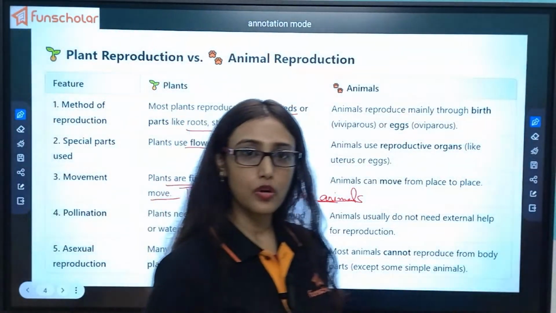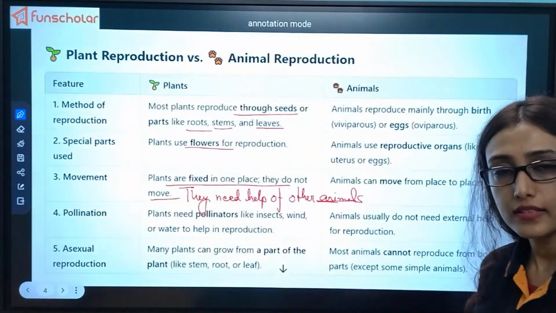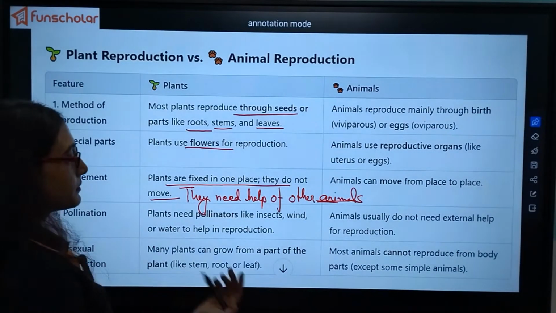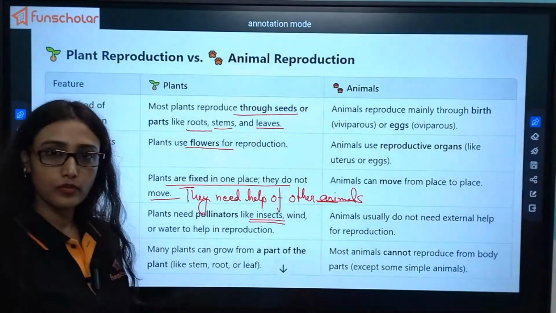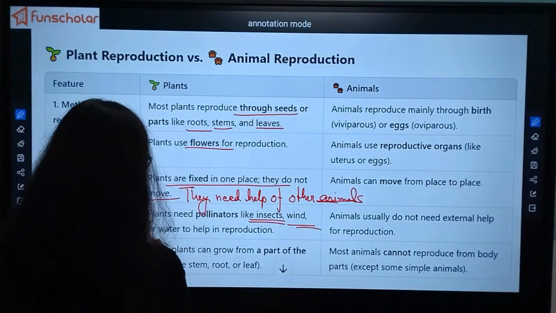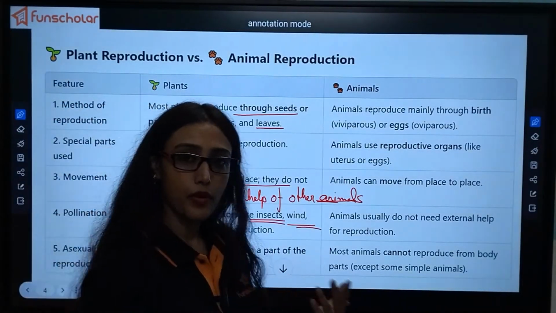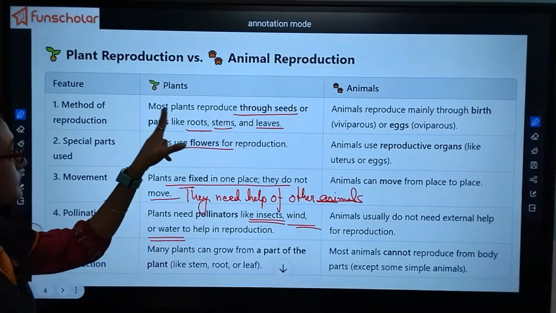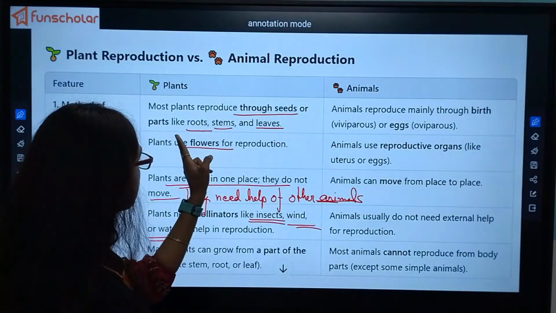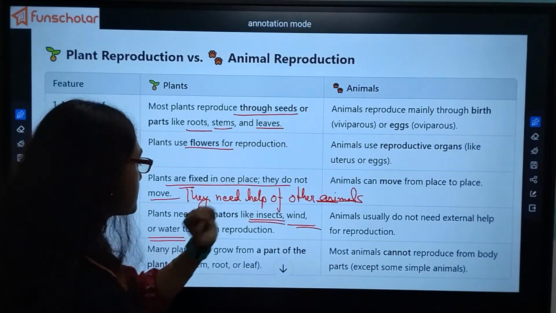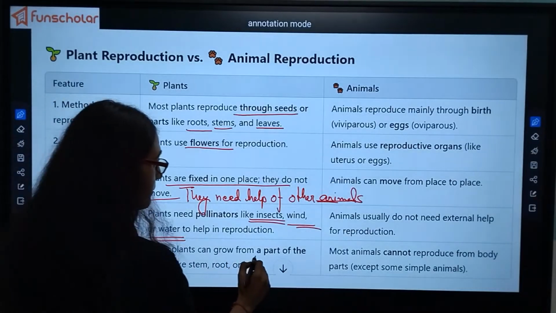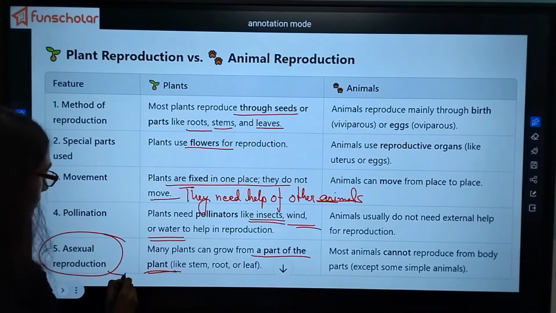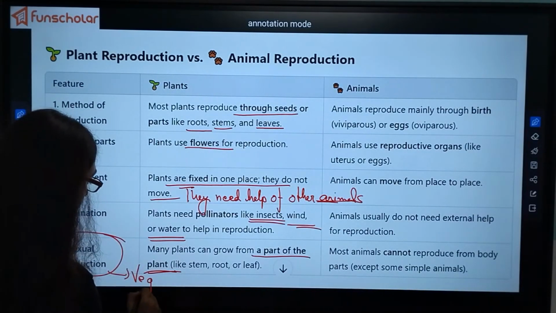So what are those organisms or what are the methods by which they do? They are dependent on insects, this I have told you, on wind, air, water for the process of reproduction. And lastly, I have told you that except seeds, they can produce from roots, stem and leaves. So this type of method is known as asexual reproduction or vegetative propagation.